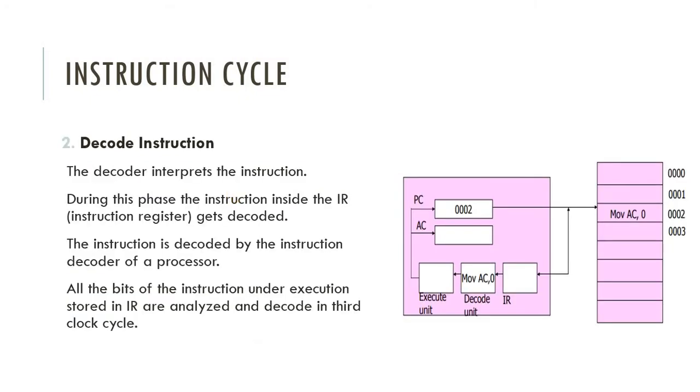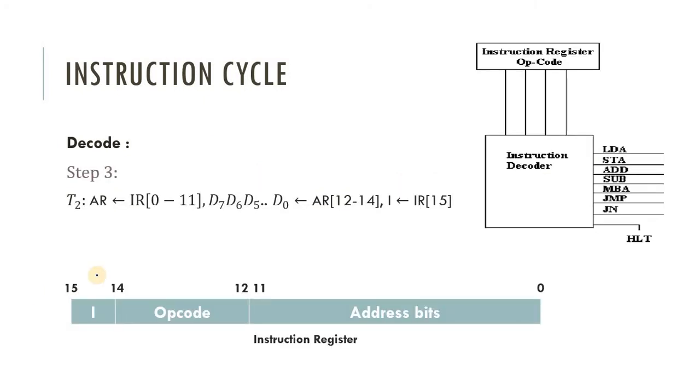Here in this figure you can see that after decoding, our instruction is moved from the instruction register into the decode unit, and in the decode unit each bit of the instruction is decoded. So this is the RTL form of the decoding stage. We already know the instruction register is a 16-bit register: bits 0 to 11 are the address bits, 12 to 14 are the opcode bits, and the last bit is the indirect or mode bit.